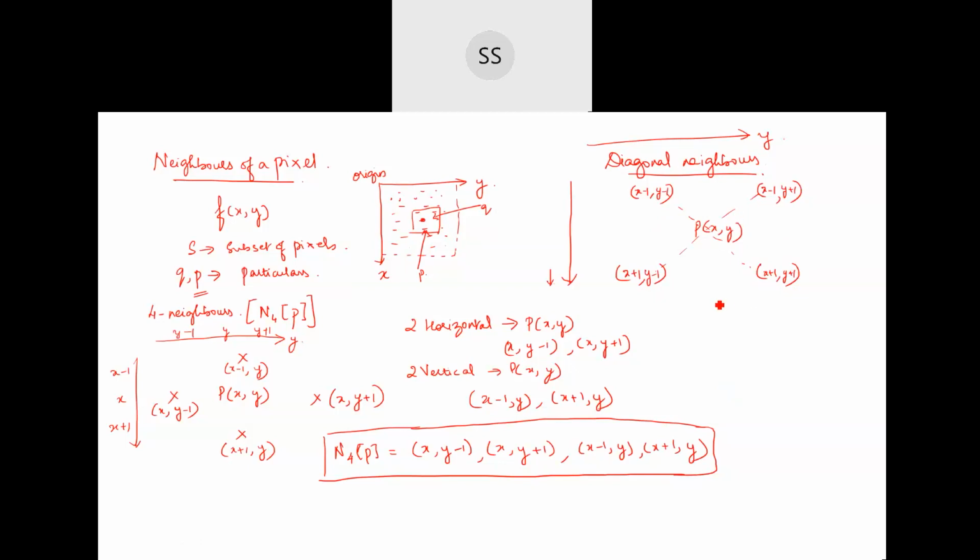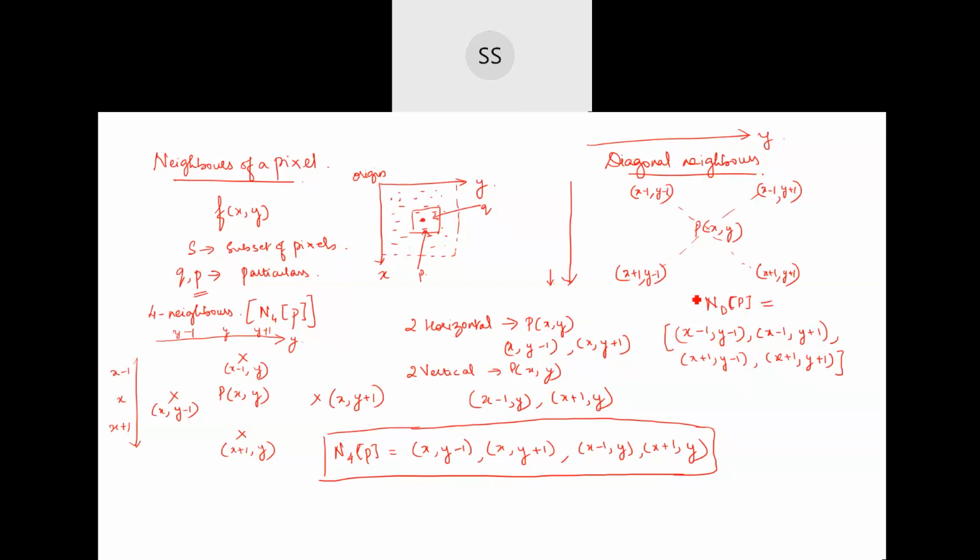The diagonal neighbors of my pixel P are represented as ND of P. Which are the diagonal neighbors? They are x minus 1 comma y minus 1, then x minus 1 comma y plus 1, then x plus 1 comma y minus 1, then x plus 1 comma y plus 1. These are the four diagonal neighbors of your P.